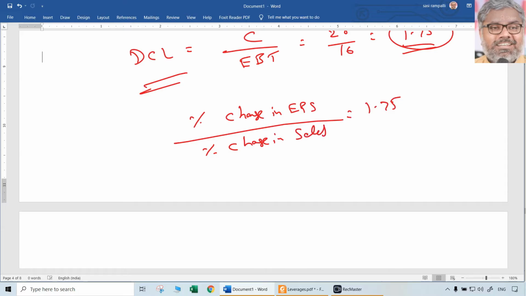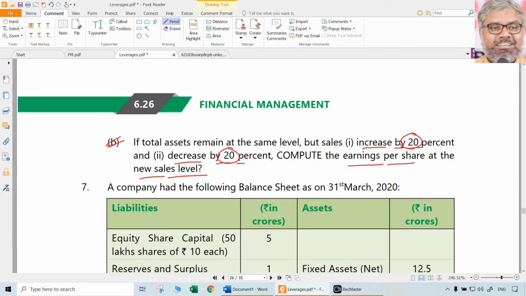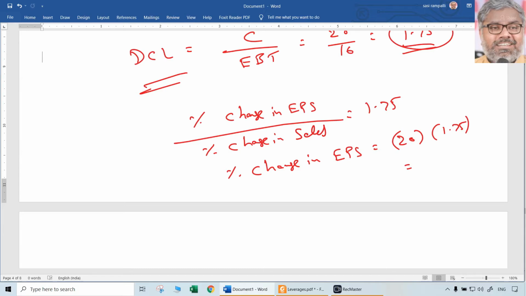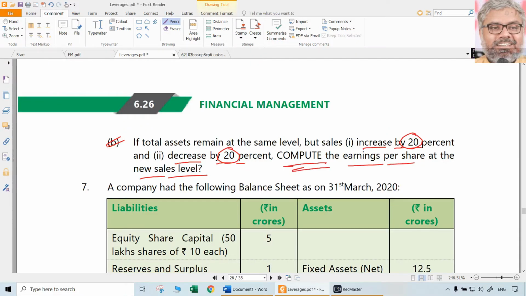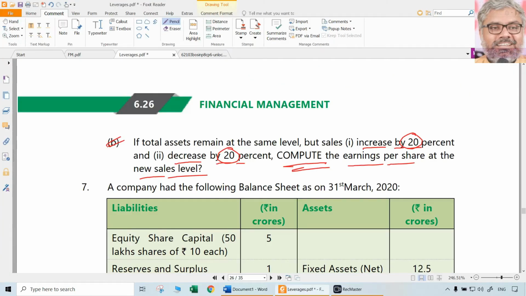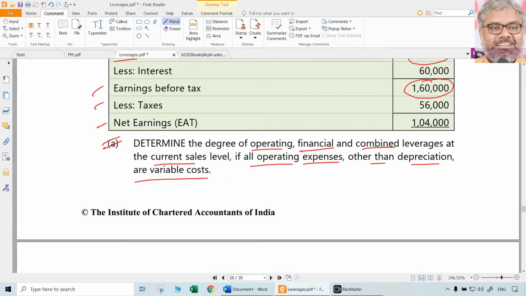So percentage change in EPS will be how much? Whatever it is, 20% plus or 20% minus, plus to plus, minus to minus, but 20% multiplied with 1.75. So if sales percentage change is 20, 1.75 multiplied with that means 35% EPS will change, but that is not the answer. Compute the earnings per share is what it is asking. 35% plus or 35% minus it will be. From what? From the original level. Original level EPS we don't know directly. We have to find out.